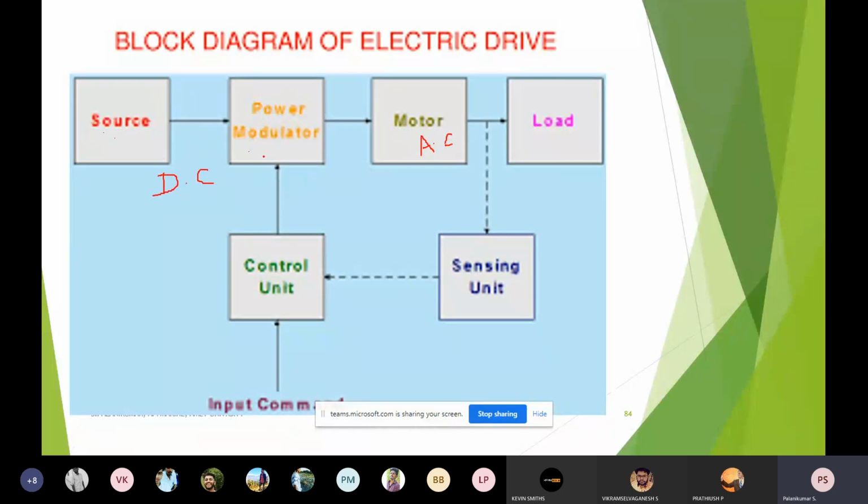So what will be the power modulator? A power modulator which converts DC to AC. First of all, I should have a power modulator which is capable of converting DC to AC. At what frequency am I supplying? 50 hertz, and this AC supply has this much voltage, this much frequency. Likewise, I can specify. Suppose I have an AC supply and this motor is a DC one.